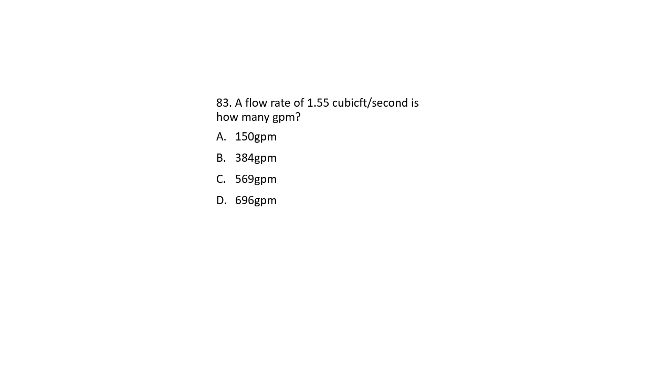A flow rate of 1.55 cubic foot per second is how many GPM? 150 gallons per minute, 384 gallons per minute, 569 gallons per minute, or 696 gallons per minute. And the answer is D. 1 cubic foot of water is 7.48 gallons. So we would do 7.48 gallons times 1.55 cubic foot per second, and there are 60 seconds in a minute.